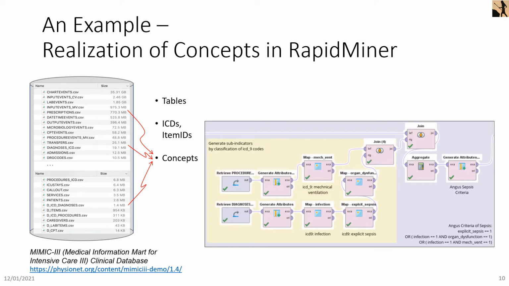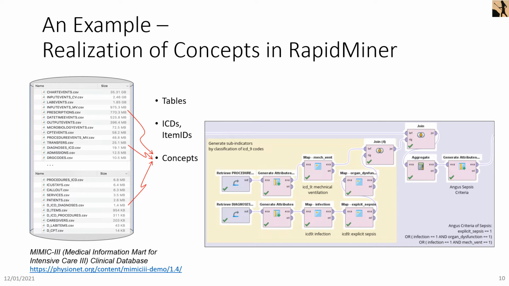Our focus here, as we have explained thus far, is to realize some of these concepts as RapidMiner processes. This is an example of the Angus criteria of sepsis. We could just implement them as a RapidMiner process while we're reading the script to understand it, or while you're reading the paper and catching those logic rules, try to implement this RapidMiner process by yourself along the way.